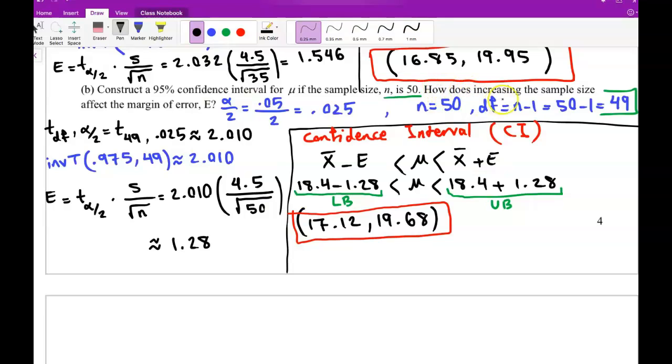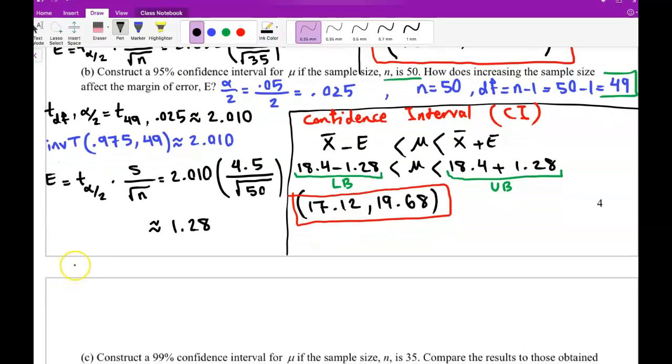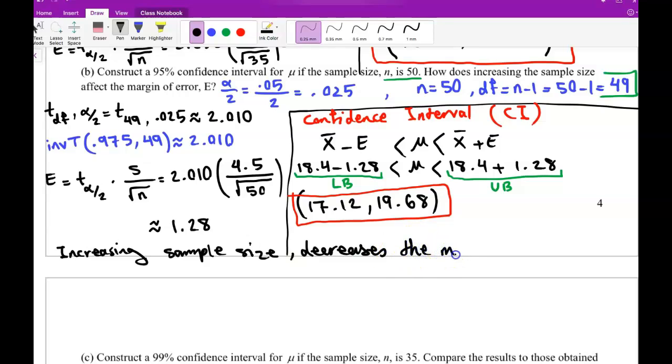Okay, then it's asking how does increasing the sample size affect the margin of error? When you're increasing the sample size, the error decreases. So increasing sample size decreases margin of error, E.